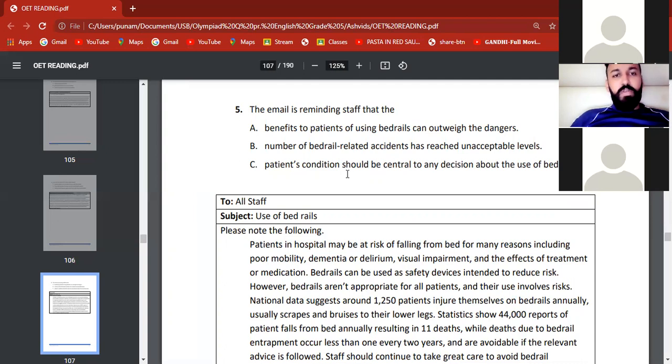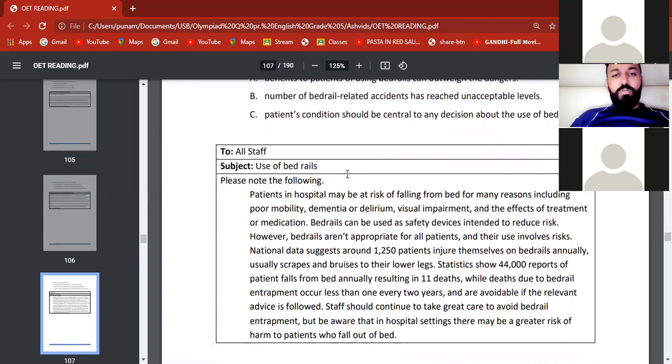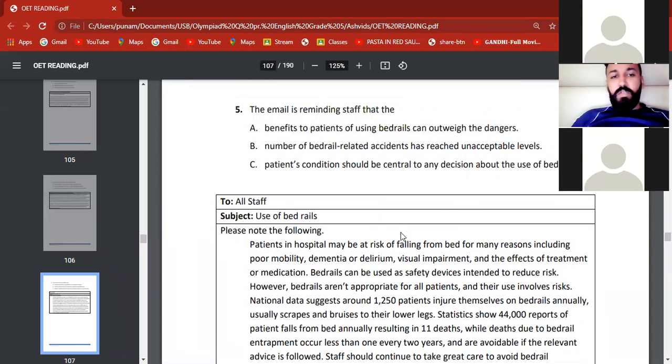With these, we're going to be reading it. To all staff, use of bed rails, please note the following. Patients in hospital may be at risk of falling from bed for many reasons, including poor mobility, dementia or delirium and the effects of treatment. So it is a risk definitely. Bed rails can be used as safety devices intended to reduce risk.